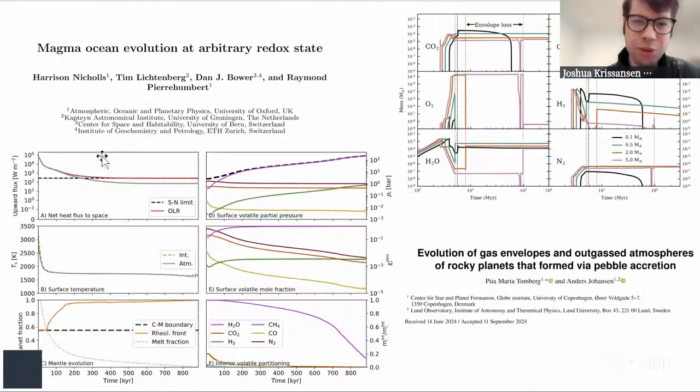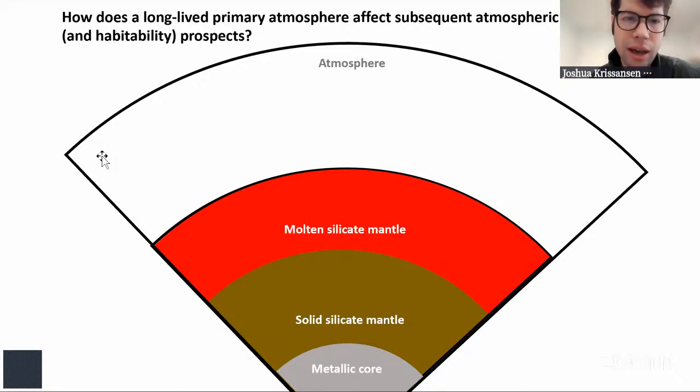I will say in the last few months, there have been a few exceptions to this. A few really interesting new papers have come out that do allow for a more general range of atmospheric compositions and allow those to evolve with a magma ocean model. And so I'm excited to do some comparisons with these models in the future and see if we can reach some consensus on how these objects evolve. But here is our take on the problem. So how does a long-lived primary atmosphere affect the subsequent atmospheric retention prospects for rocky planets?